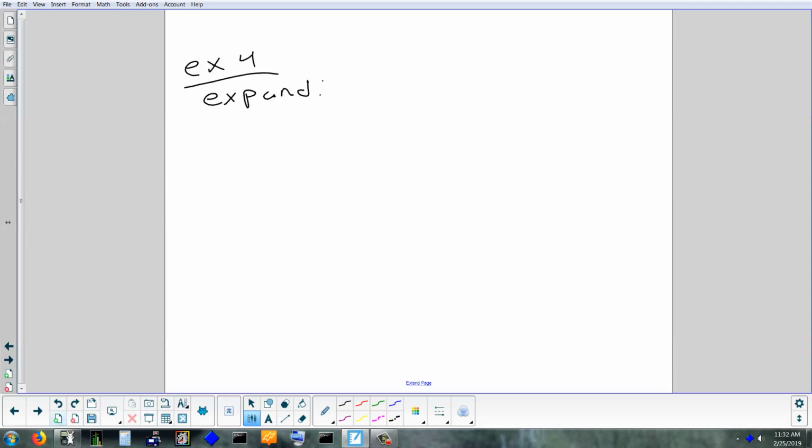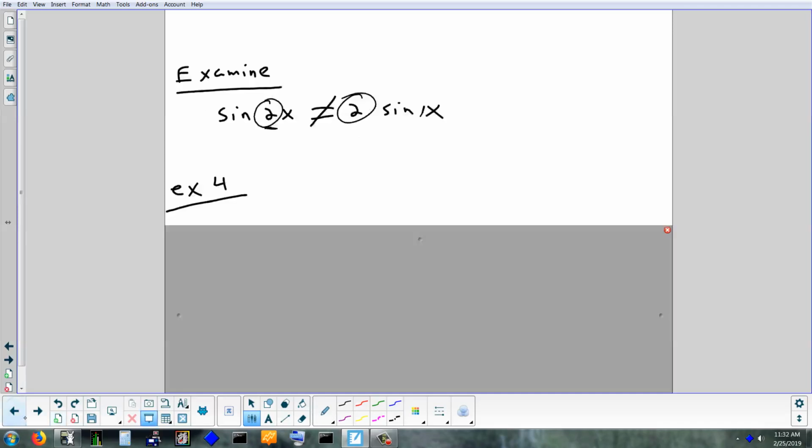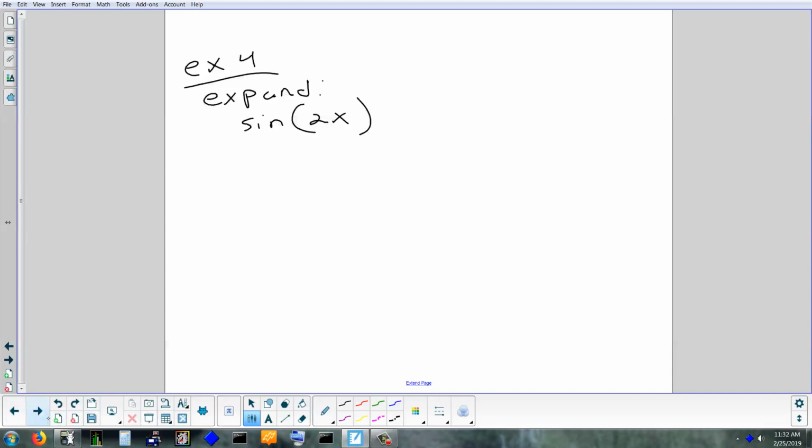We want to expand the following: sine 2x. That means I want to write it out, like, expand it out. We know that you don't do it this way. You don't just stick a 2 in front.